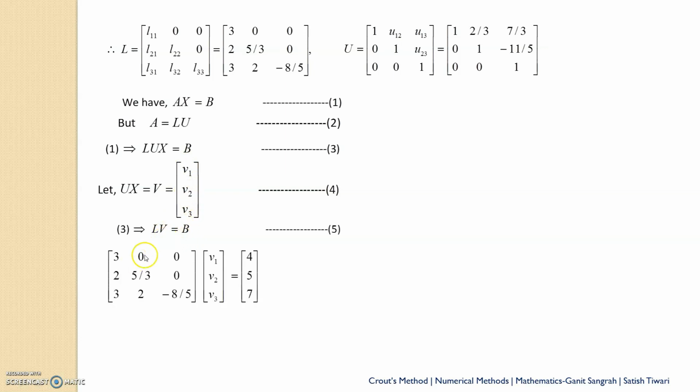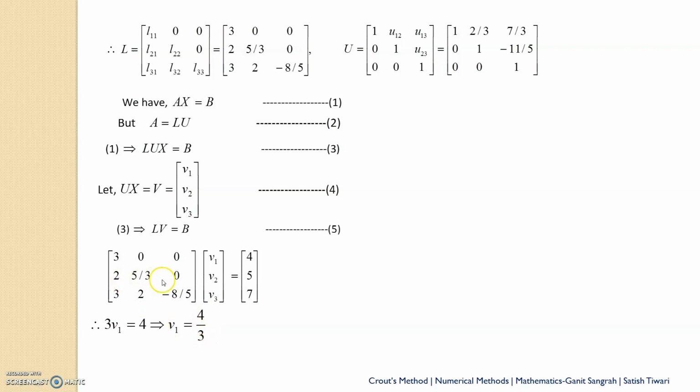Now putting the values of L and B as well as V, V1, V2 and V3, we just do the matrix multiplication and write this matrix into equation form to get the values of V1, V2 and V3. Now I multiply the first row with this matrix, that is V1, V2, V3, and equate it to the 4. So what I will get here? 3 into V1. Now remaining elements are 0. So I say 3V1 equals to 4. So 3V1 equals to 4 means V1 is 4 by 3.